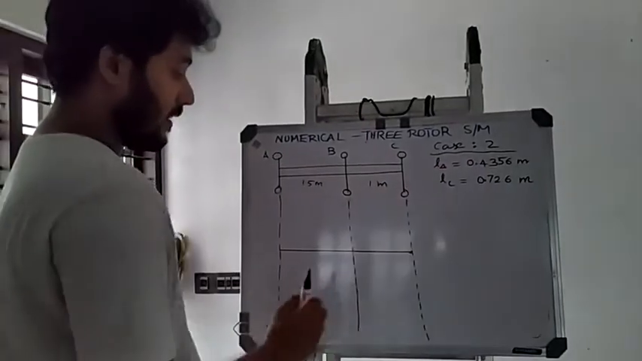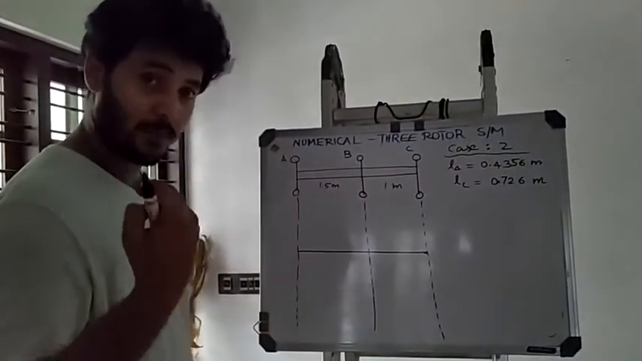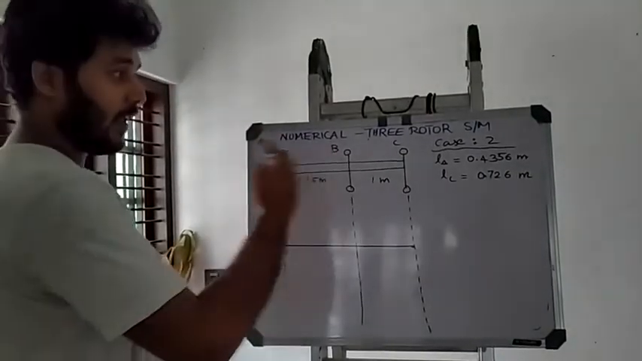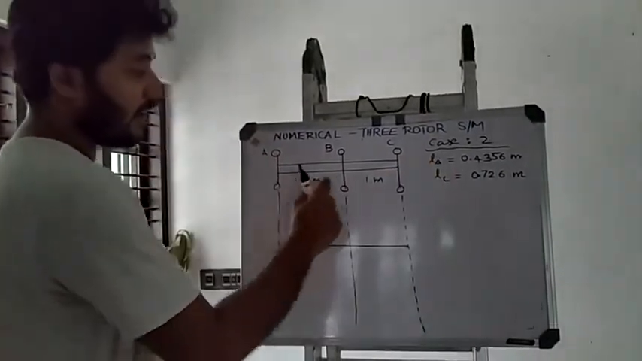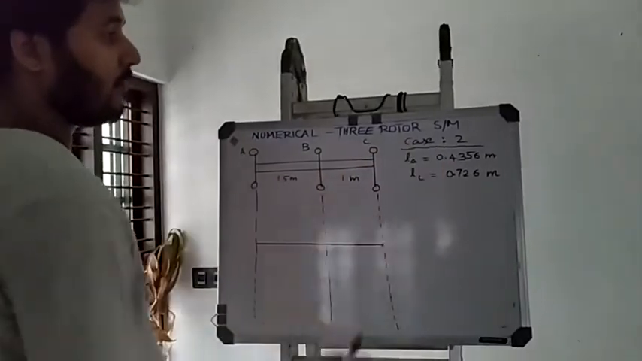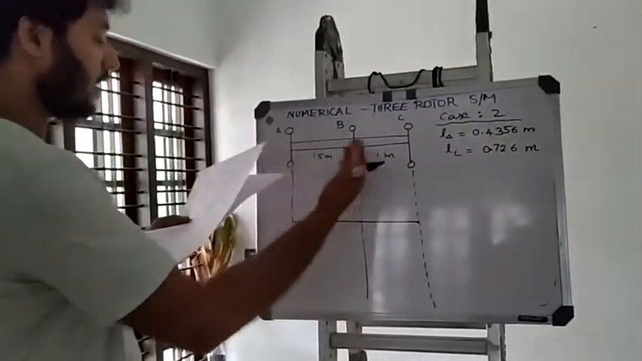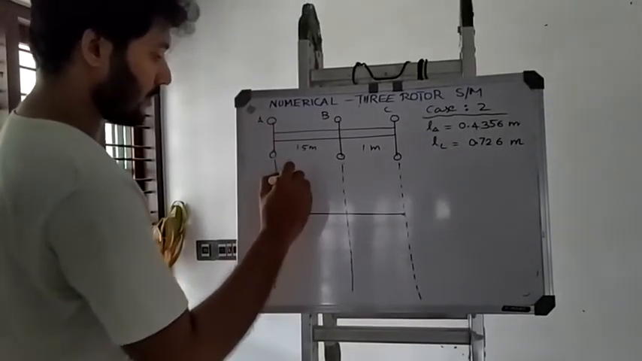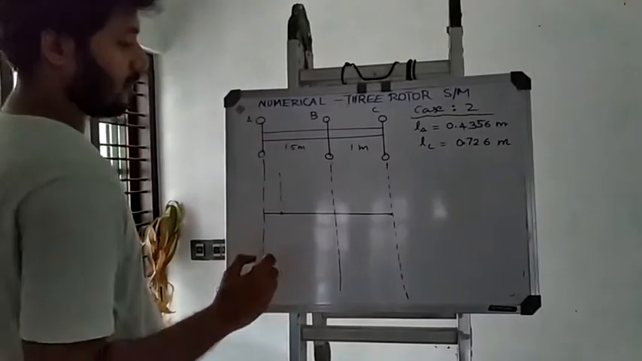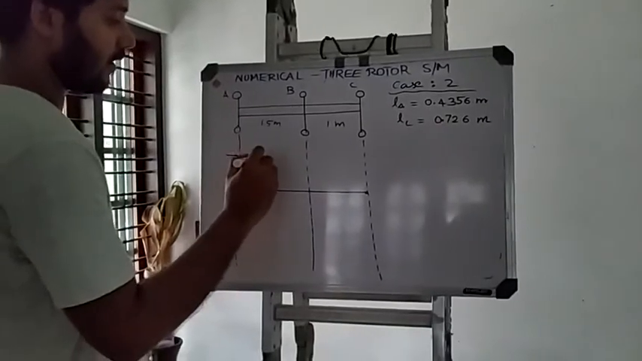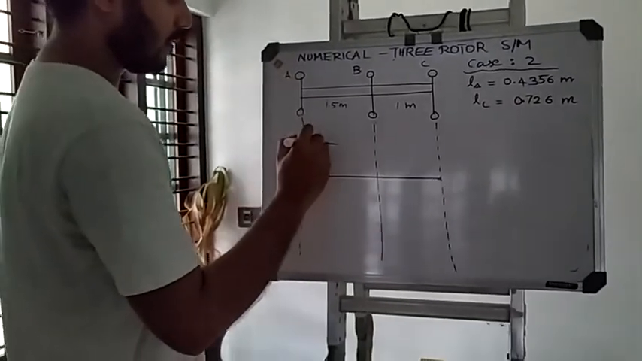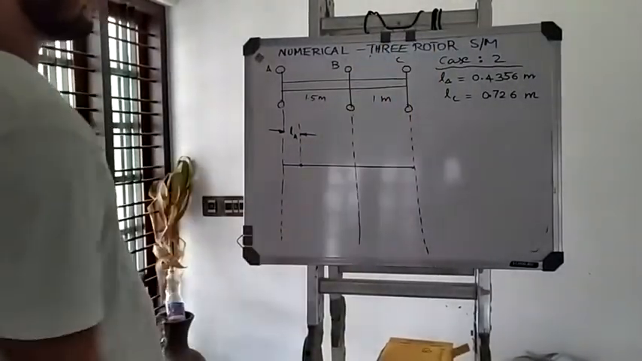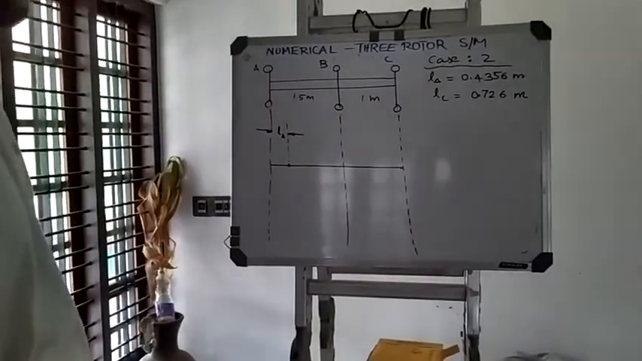See, LA was the distance, as we have mentioned in the previous section also, from rotor A to the immediate node between A and B. The total distance between A and B is 1.5 meters. So 0.4356 will definitely come within 1.5. So let us assume the point to be somewhere here. Let this distance be equal to LA, which is 0.4356.